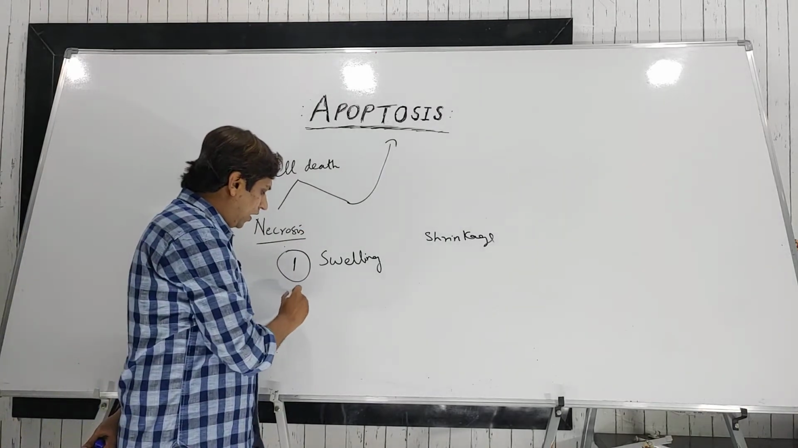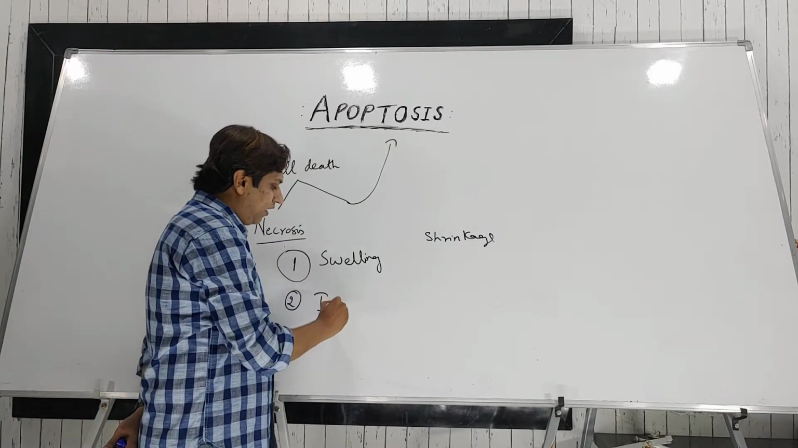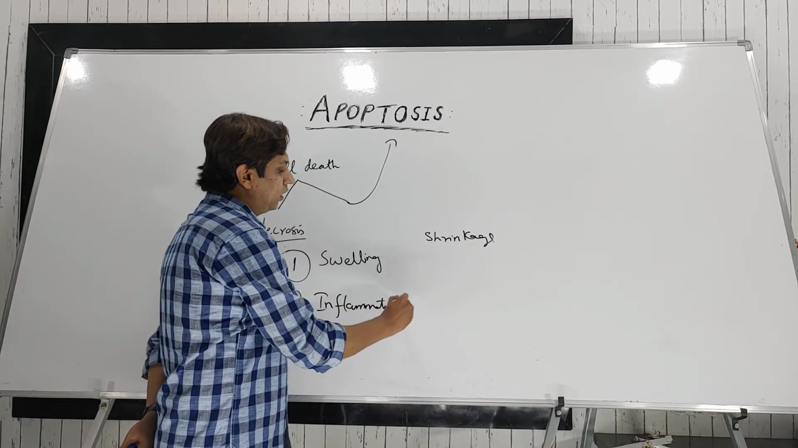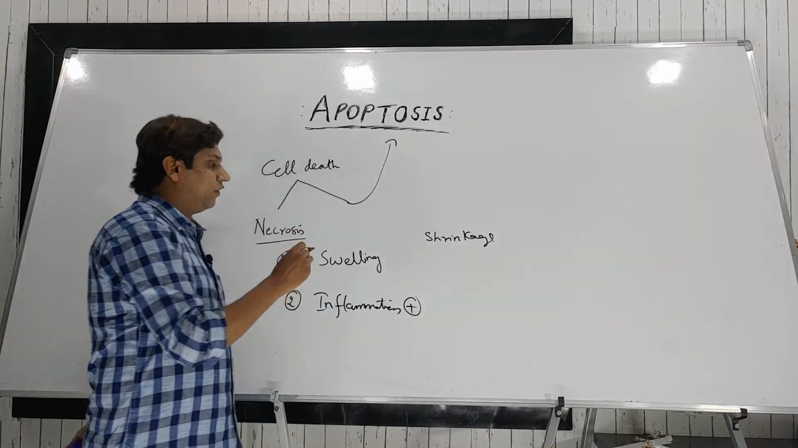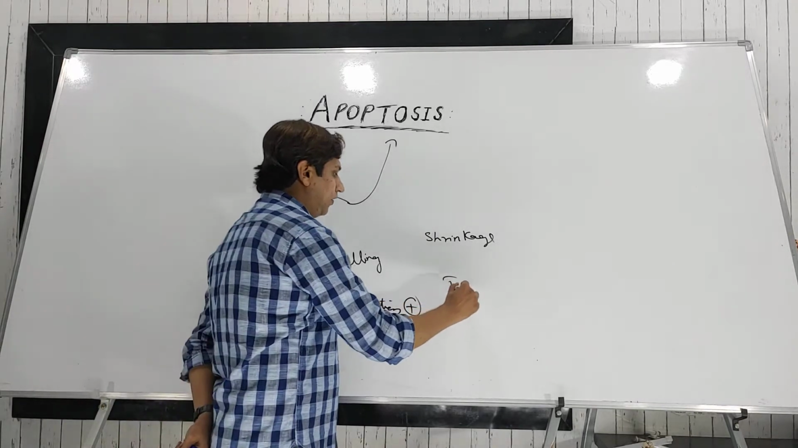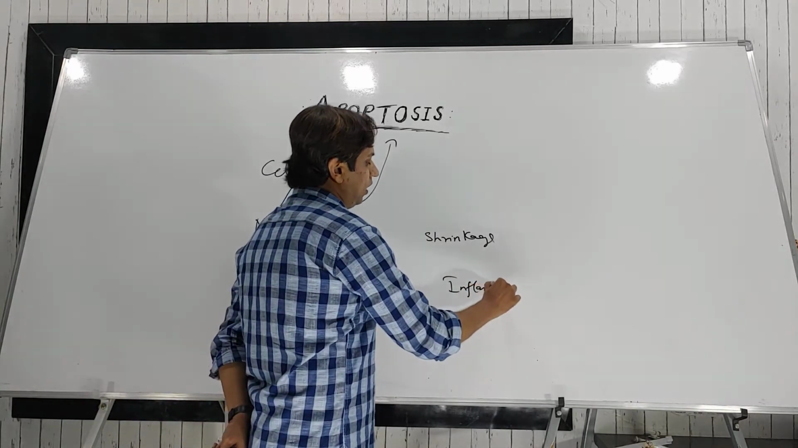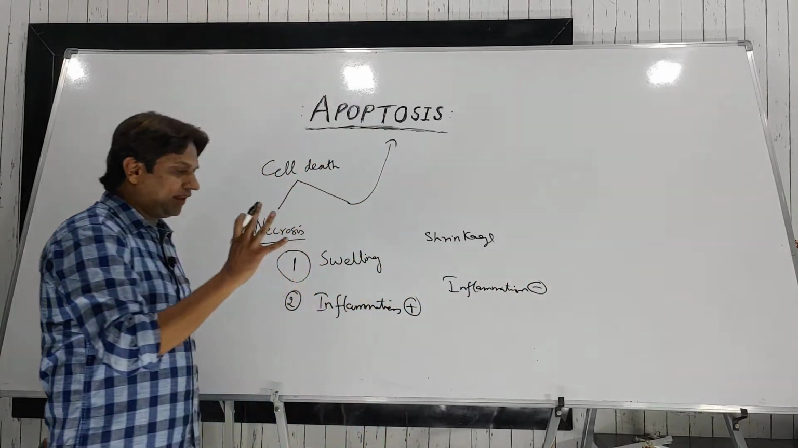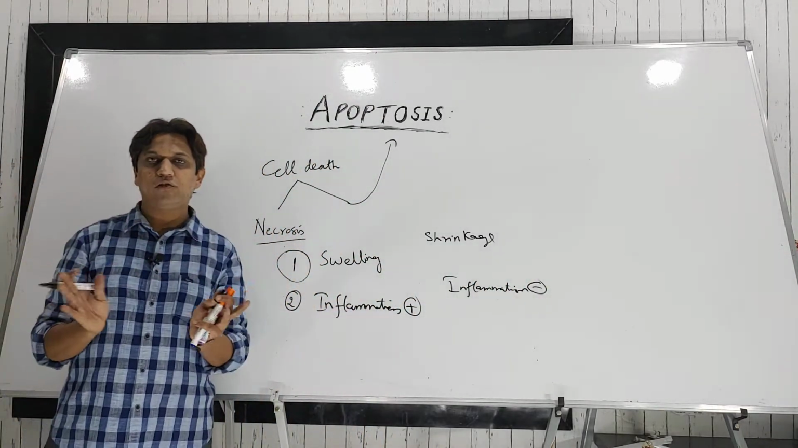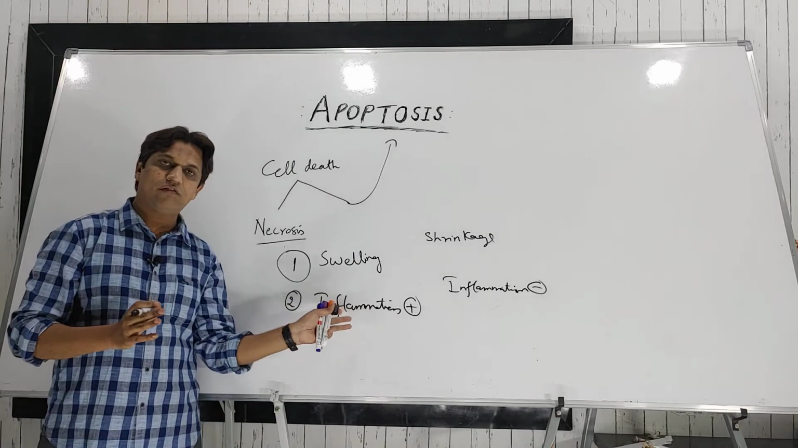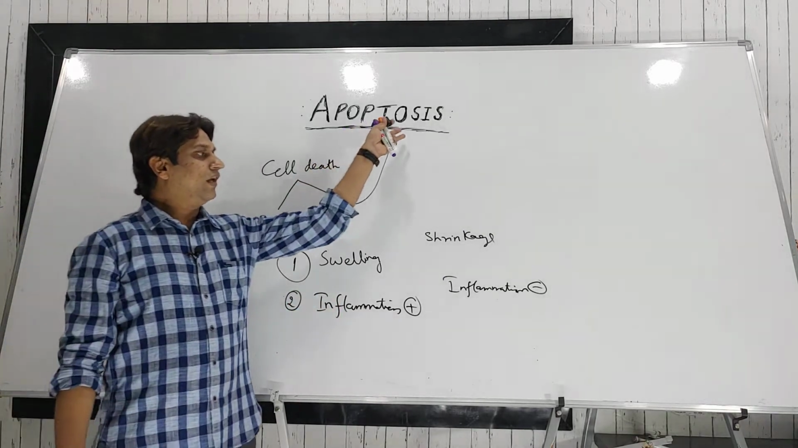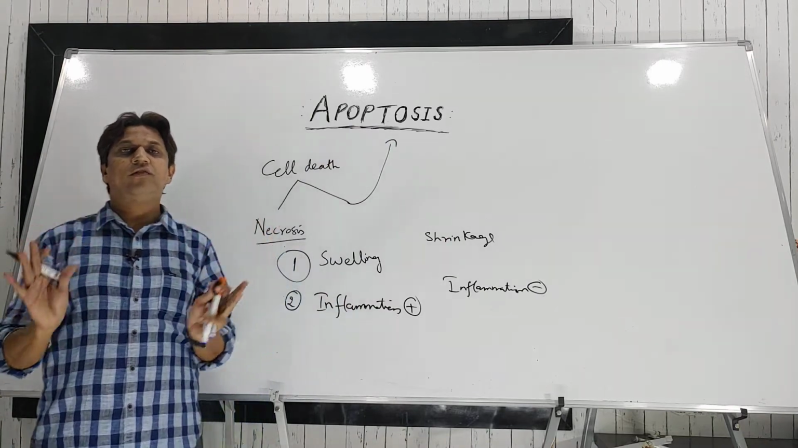Another important difference is inflammation. Inflammation is present in necrosis, whereas inflammation is absent in apoptosis. What do I mean by that? When the cells are dying, in the surrounding tissue inflammatory cells are visible, or signs of inflammation are seen, in the case of necrosis, whereas in apoptosis there are no signs of inflammation.